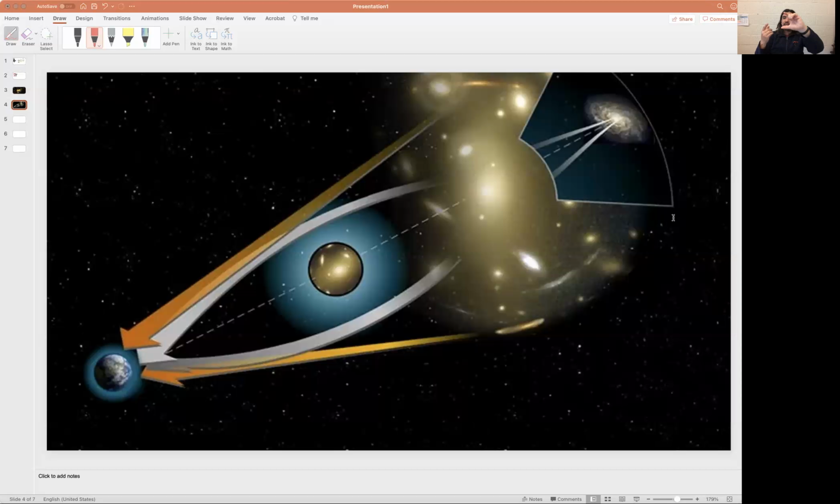And then, with the sun there, as the light is coming from a star, it wouldn't look as if the star is located here. It is still located here, but the sun is bending the light coming to us. And so the star would appear shifted from where it should be.